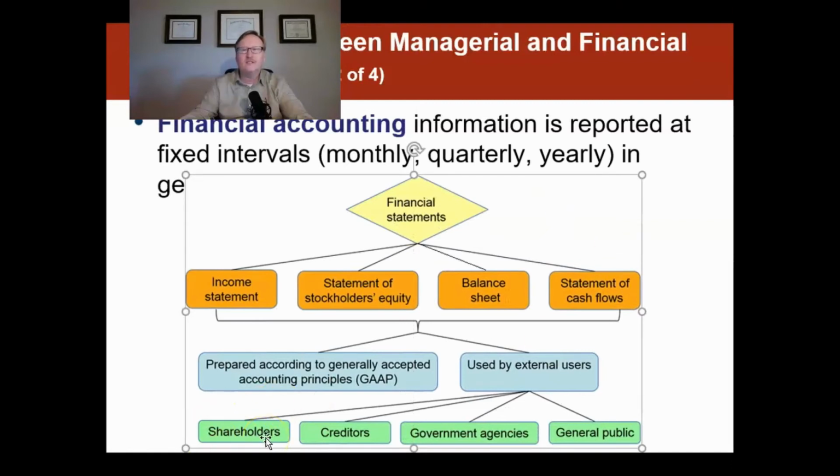Shareholders: I want to invest in the company. Do I invest? I look at the financial statements. Creditors: do I want to loan them money? Government agencies: hey, the government's always interested in how much money you're making, right? Because they want to tax you on it. General public.